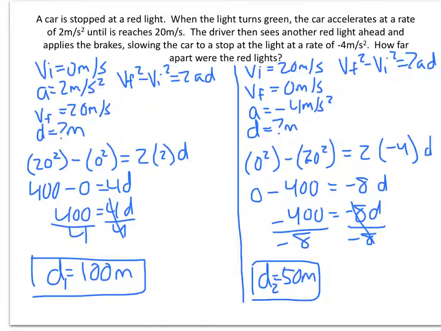Now that I have both of those in, I just have to add them together. D1 plus D2 equals my D total. So 100 plus 50 equals 150 meters. There's my answer. My total distance is 150 meters.